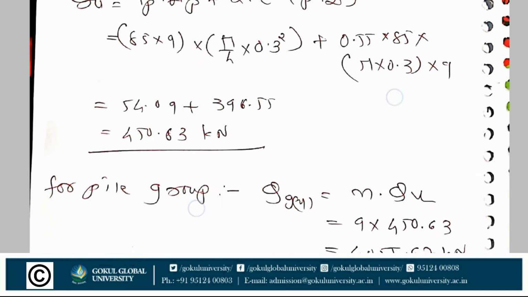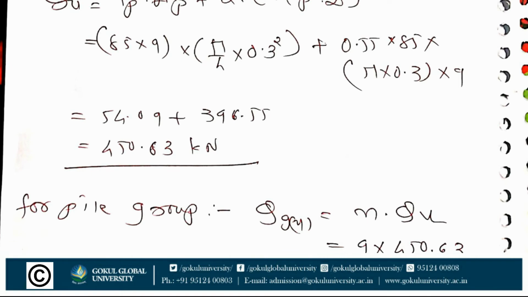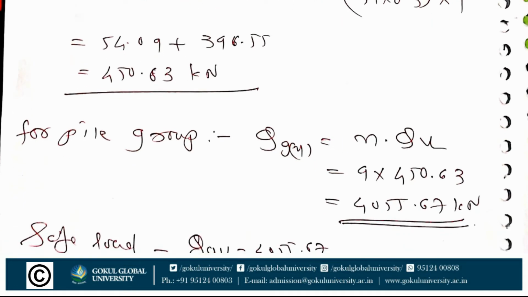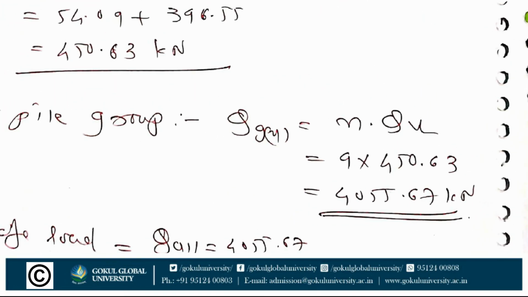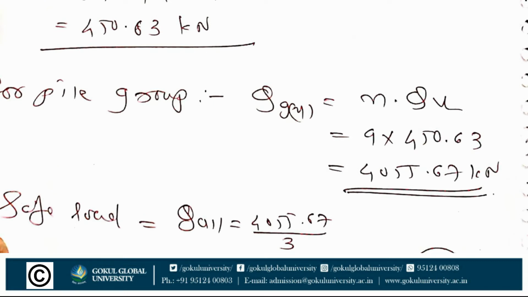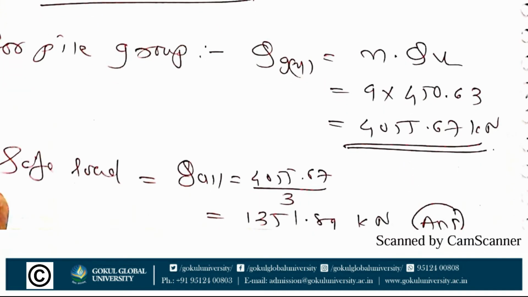Let's do the pile group. This one is for one particular pile, but we have 9 piles given. So for pile group QGU is equal to N into QU. 9 piles are given, and one particular pile capacity is 450.63 kilonewton. So the QGU is equal to 4055.67 kilonewton.